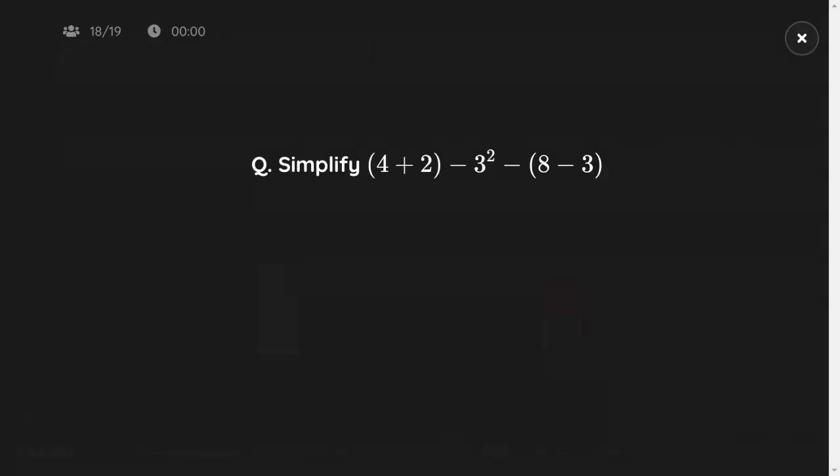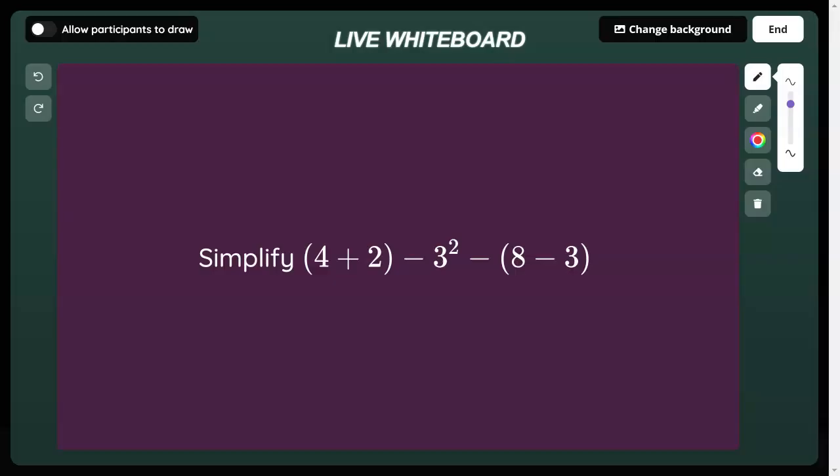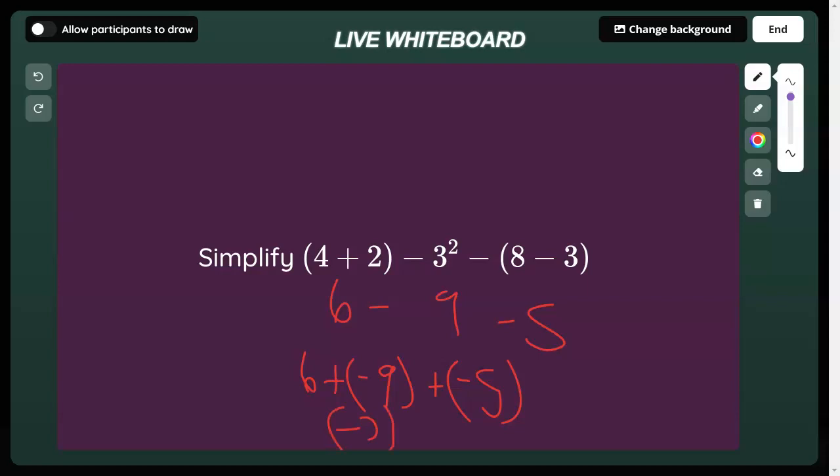So we established that we do 4 plus 2 first. That gives me a nice, wonderful, positive 6. Okay. Next, I have to do 8 minus 3 to get 5. And then we did 3 squared to get 9. Okay. 6 plus negative 9 plus negative 5. 6 plus negative 9 is negative 3.